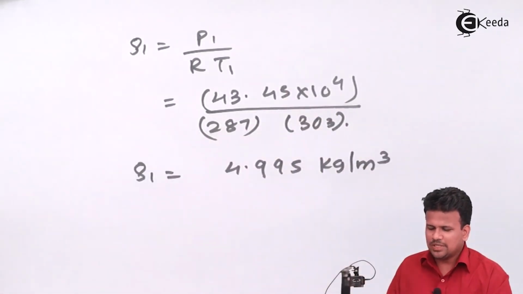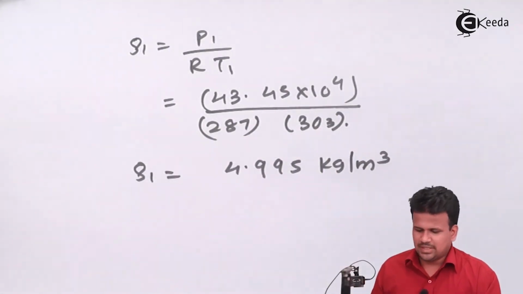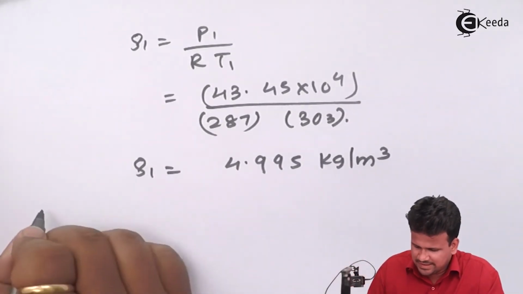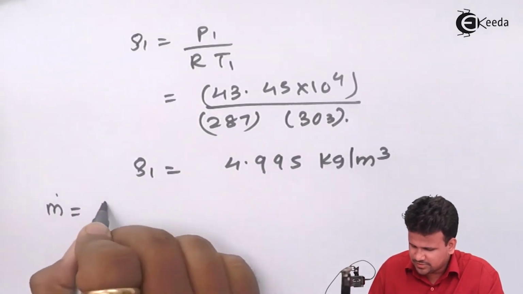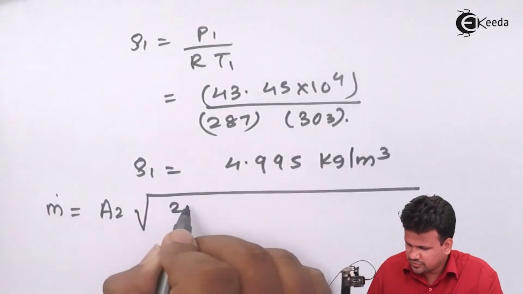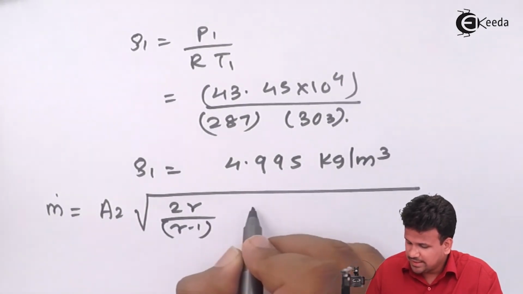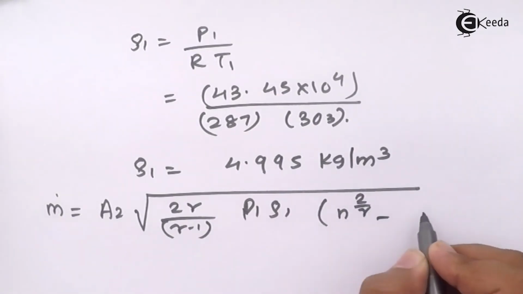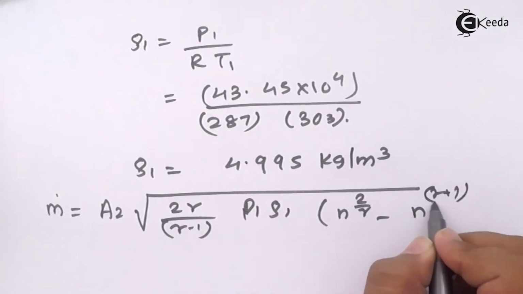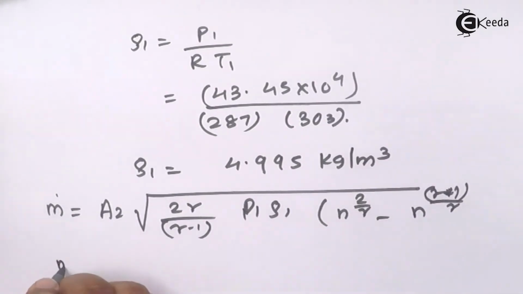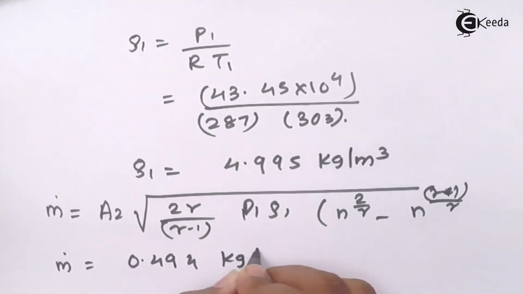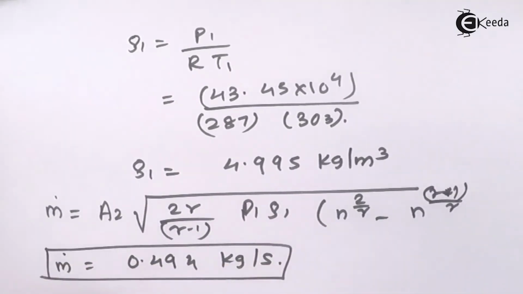If we substitute all these in the value of the mass flow rate, we'll get m dot is equal to A2 into square root of 2 gamma upon gamma minus 1 into P1 rho 1 into N raised to 2 upon gamma minus N raised to gamma plus 1 upon gamma. We'll get the value as m dot equal to 0.494 kg per second. So this will be the value of m dot.